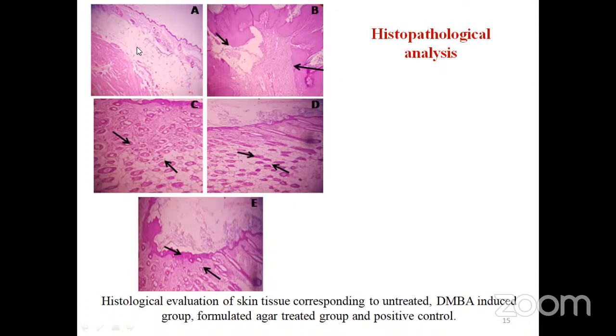Just to see the skin patterns of the histopathological analysis: A indicates the control, whereas B indicates the skin patches which were widely denatured in the skin of the DMBA induced mice. This was minimized in the low dose treated formulated agar as well as the high dose treated formulated agar, which were compared with the vitamin D treated mice also. So from this also we come to the conclusion that the formulated agar obtained from Laminaria digitata has anti-cancer properties against DMBA induced skin cancer.